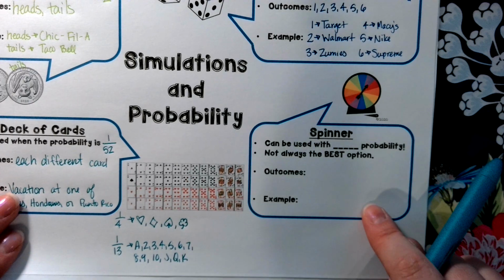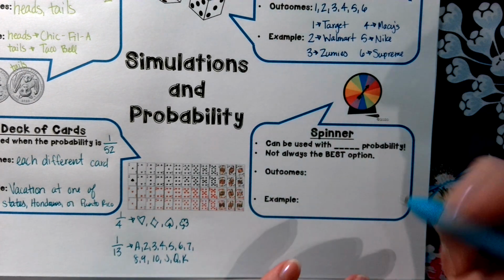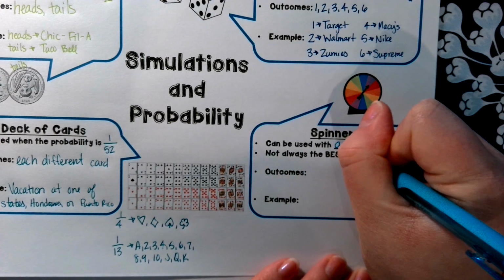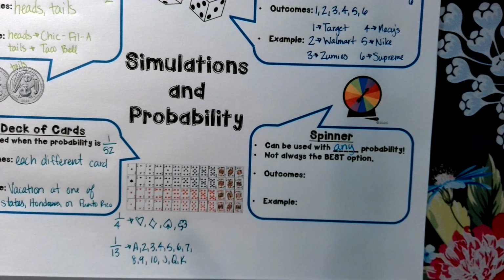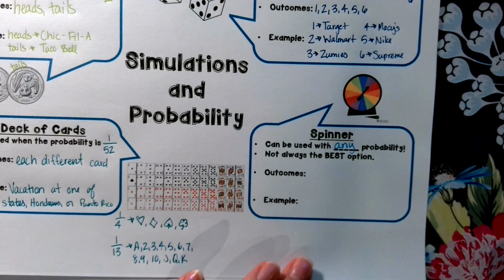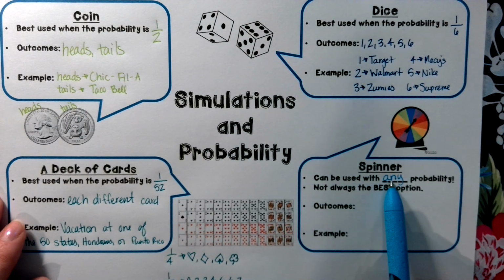And then the last probability is for a spinner. A spinner can be used with any probability. Any probability, 1 to 552,000. Or you can use any probability for a spinner, but it is not always the best option. For example, if I have 2 options, if I'm trying to decide if I want to wear my hair in a ponytail or if I want to wear my hair down, there's only 2 probabilities. The spinner is not your best choice.